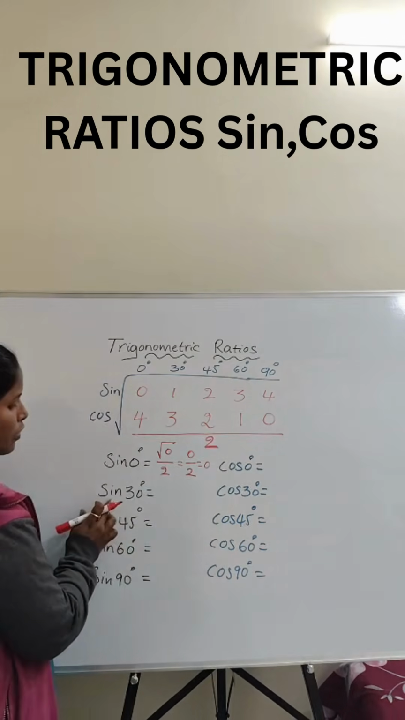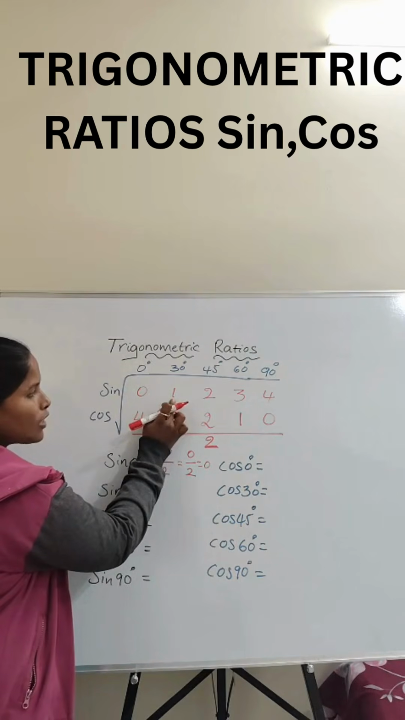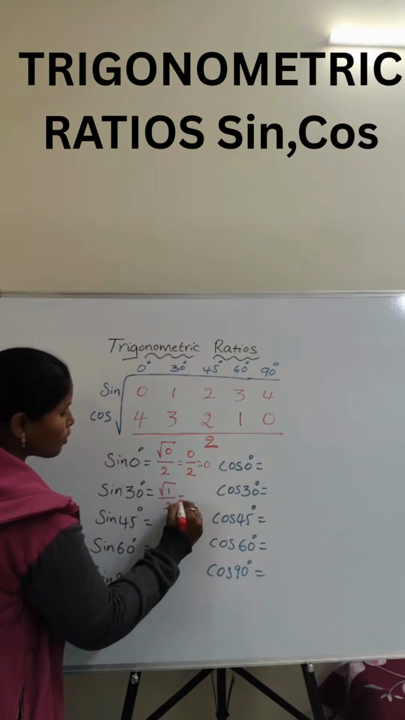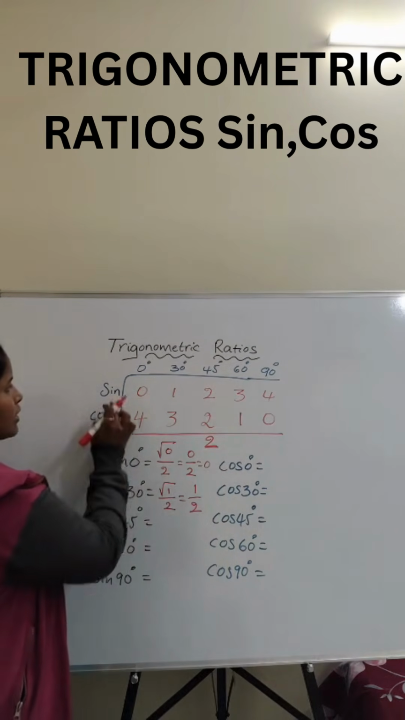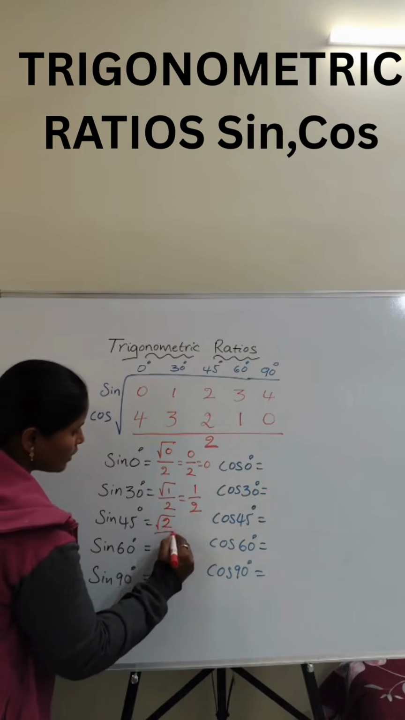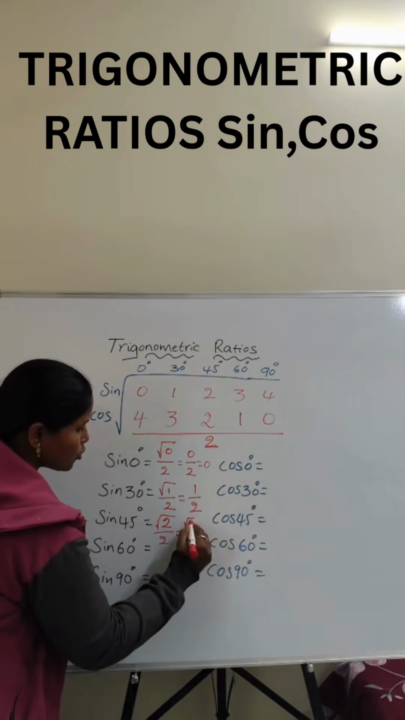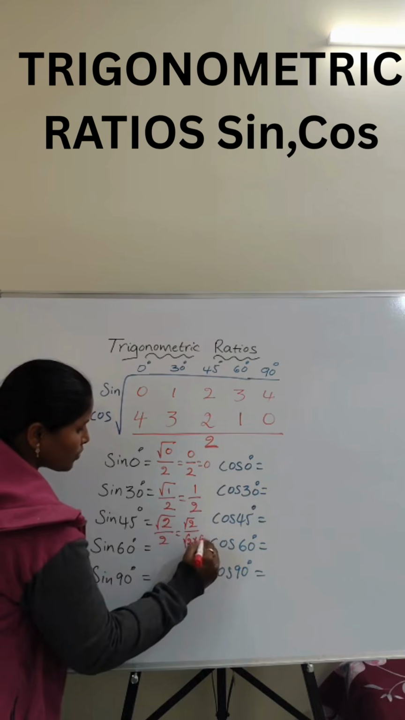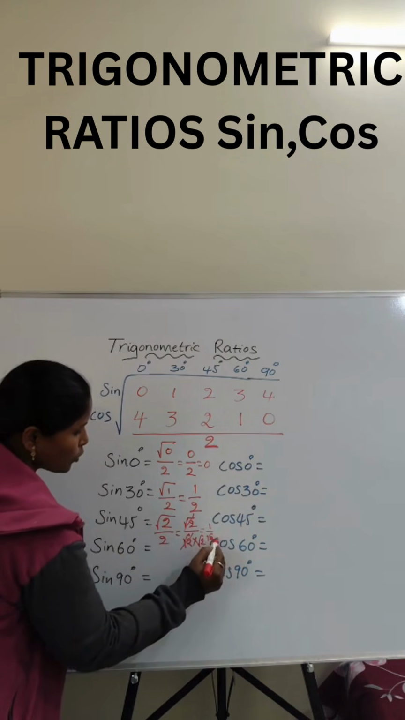Next, for finding sine 30 degrees, the value with respect to that is 1, so root 1 by 2. Root 1 is 1, so it is 1 by 2. Next, sine 45 degrees, with respect to that 2 is there, so root 2 by 2. Root 2 by 2 we can write as root 2 by root 2 into root 2. Now root 2 gets cancelled, which is equal to 1 by root 2.